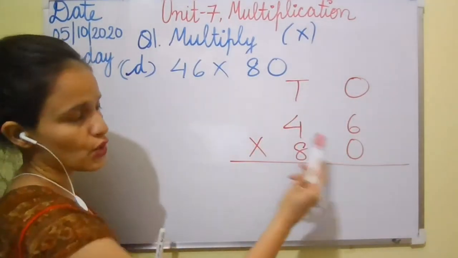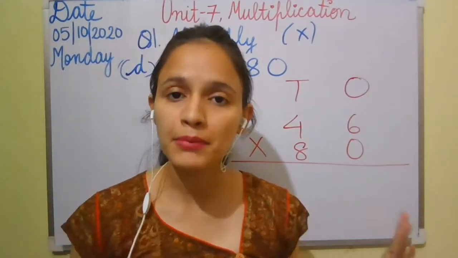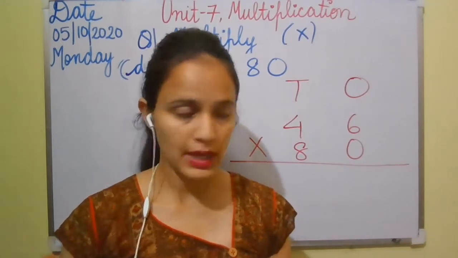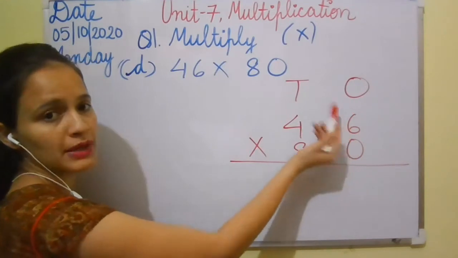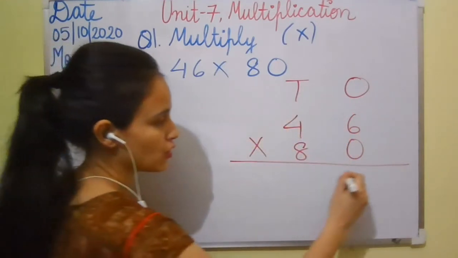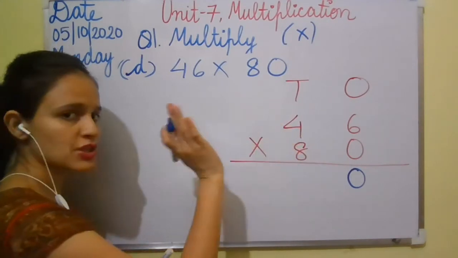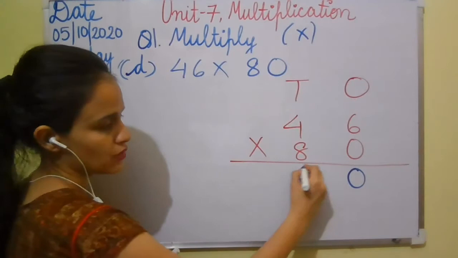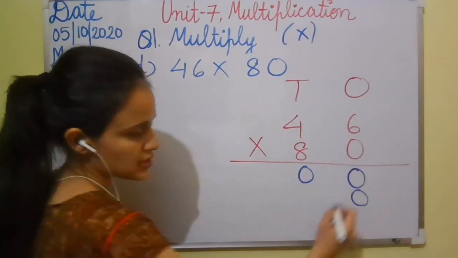Which digit is below in ones? 0. So we just read a fact before starting multiplication: any number multiplied to 0, the answer will be 0. So 0 multiplied by 6, the answer is 0. Now 0 multiplied by 4, the procedure is exactly the same. 0 multiplied by 4, the answer will be 0. Once we have multiplied the 0, we are going to put a 0.